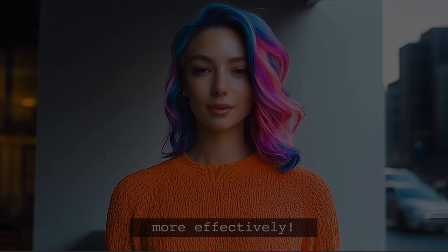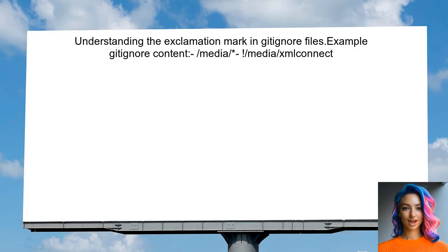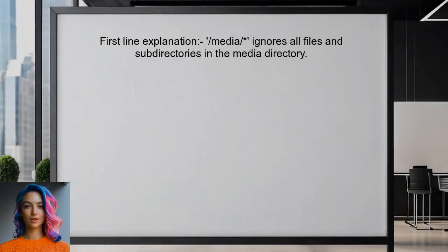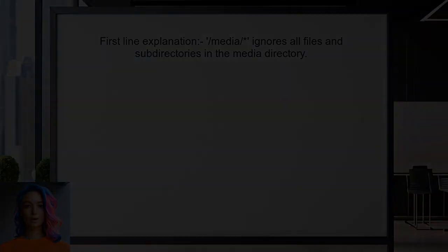files more effectively. To understand the role of the exclamation mark in a gitignore file, let's first look at the example provided by the user. The user has a gitignore file that states to ignore everything in the media directory. The first line, which is /media/, tells Git to ignore all files and subdirectories within the media directory. This means that everything inside media will not be tracked by Git.